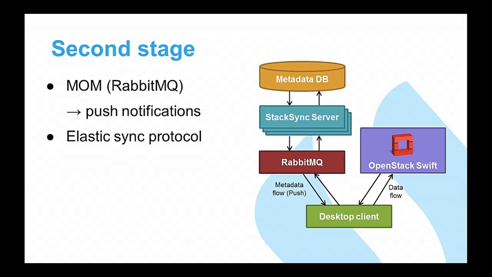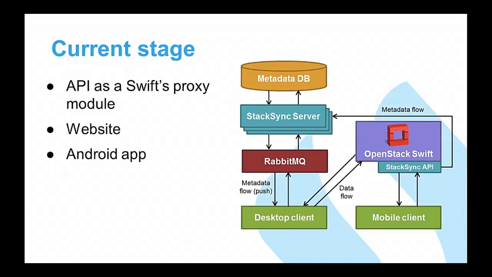In a second stage, we put RabbitMQ, which is a well-known message-oriented middleware, to allow push notifications to the clients in order to stay in sync. And we also developed an elastic sync protocol that we will explain in more detail later. So in the current stage, we developed an API as a Swift proxy module. Unlike the desktop client, which has to communicate with OpenStack Swift directly and with RabbitMQ in order to upload metadata, the mobile clients communicate directly with the StackSync API in order to interact with the architecture.